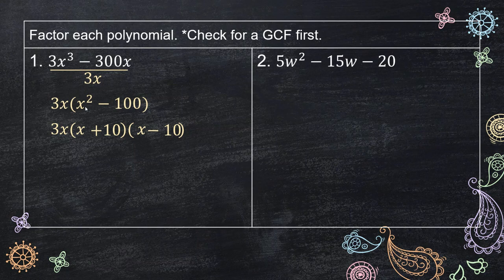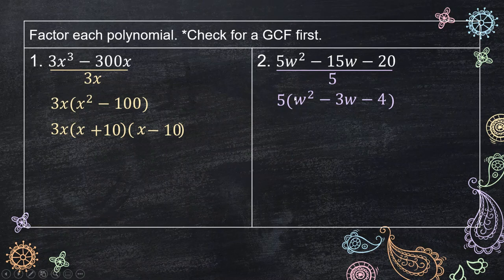Looking at number two, notice that all of those coefficients are divisible by 5. So first we factor out a 5. That gives us w squared minus 3w minus 4. Then I want to think about, can this trinomial be factored further? So notice the leading coefficient is 1. So those are the easy ones.